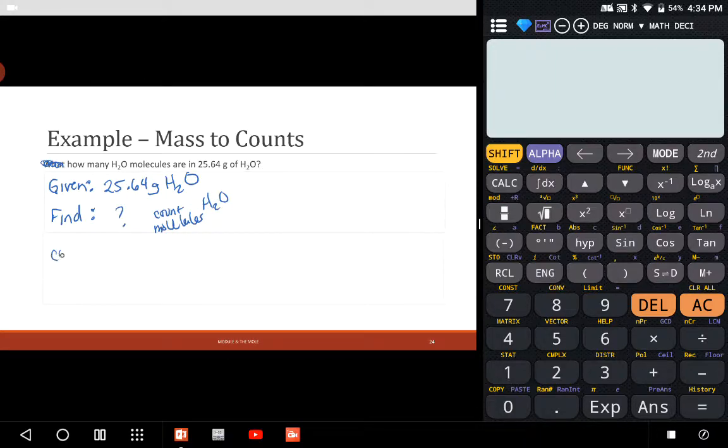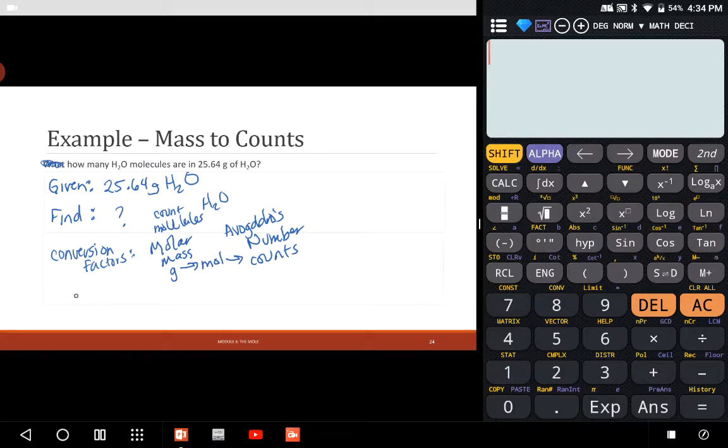And so for my conversion factors, I know that molar mass will help me get from grams to moles. But then I need to go from moles to counts. And so to go from moles to counts, I will need Avogadro's number. So I'm going to need both of these conversion factors. And they are joined by moles.